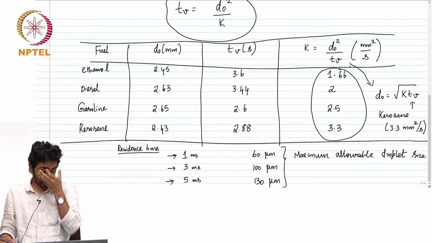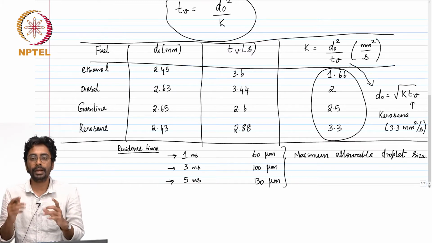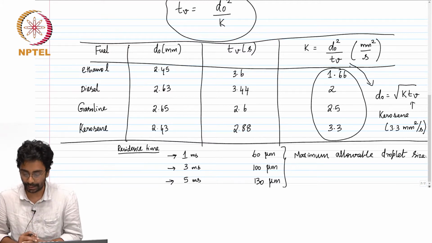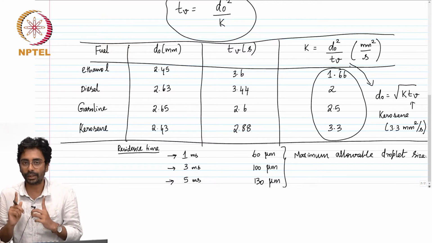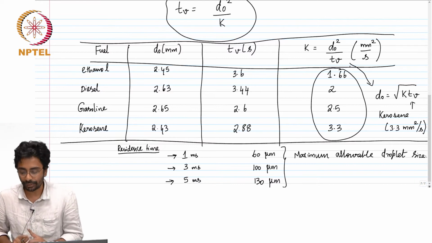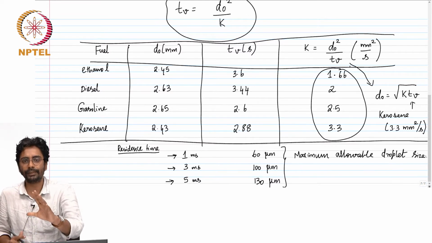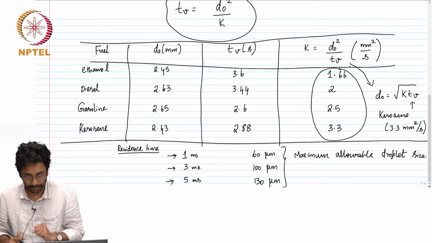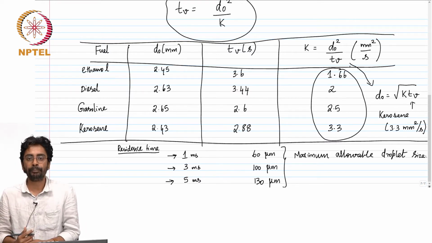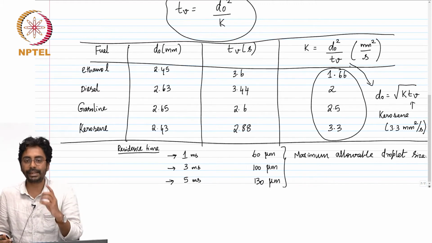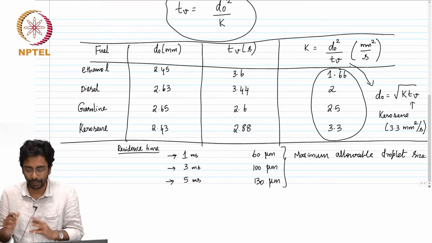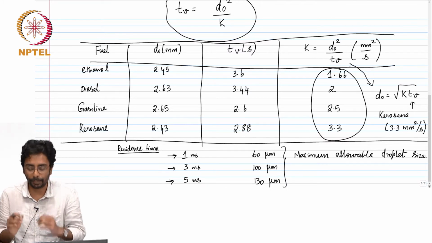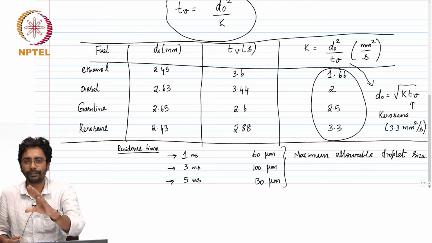Okay. So, two numbers I would like you to remember, which will come in handy when you are doing back of the envelope calculations. One, evaporation constant in units of millimeter square per second is a number that is roughly between 1.5 and 4. Okay, that is a good number to remember. And the residence time that is available in a liquid fuel system is usually a few milliseconds. Combine these two pieces of information, and you will know that the maximum allowable droplet size should be roughly about 100 microns.